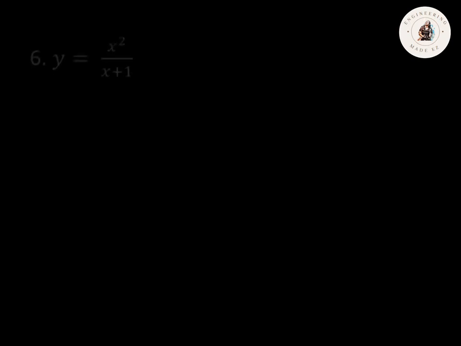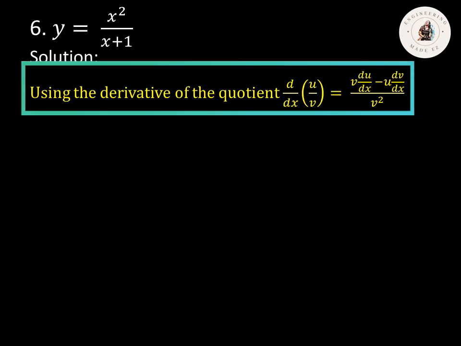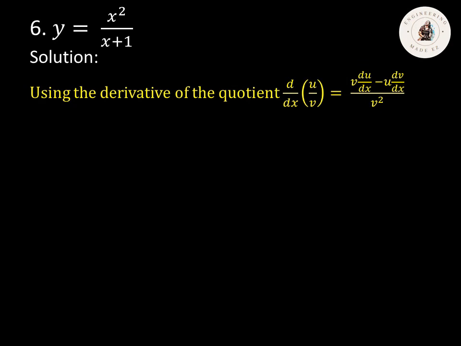For number 6, we have y is equal to x squared over x plus 1. To solve this, we're going to use the derivative of the quotient, which is the derivative of u over v with respect to x is equal to v multiplied by the derivative of u with respect to x minus u multiplied by the derivative of v with respect to x, all divided by v squared. Our v here is x plus 1 and our u here is x squared.